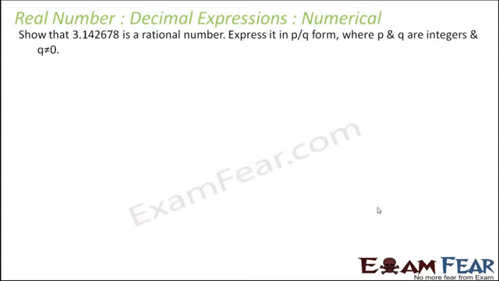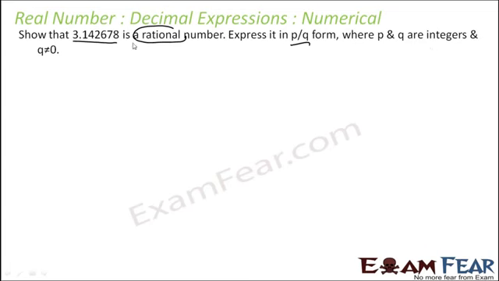So let's take some numericals now. We have to show that 3.14268 is a rational number, and we have to write it in the p by q form. Obviously, if it is a rational number, we can easily write it in the form of p by q, where p and q are integers and q is not equal to 0.